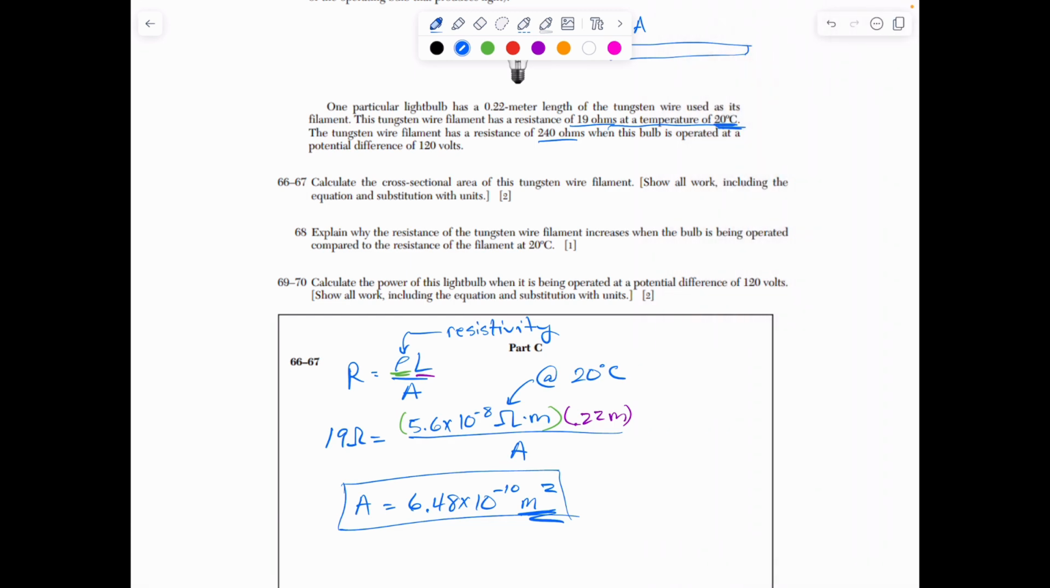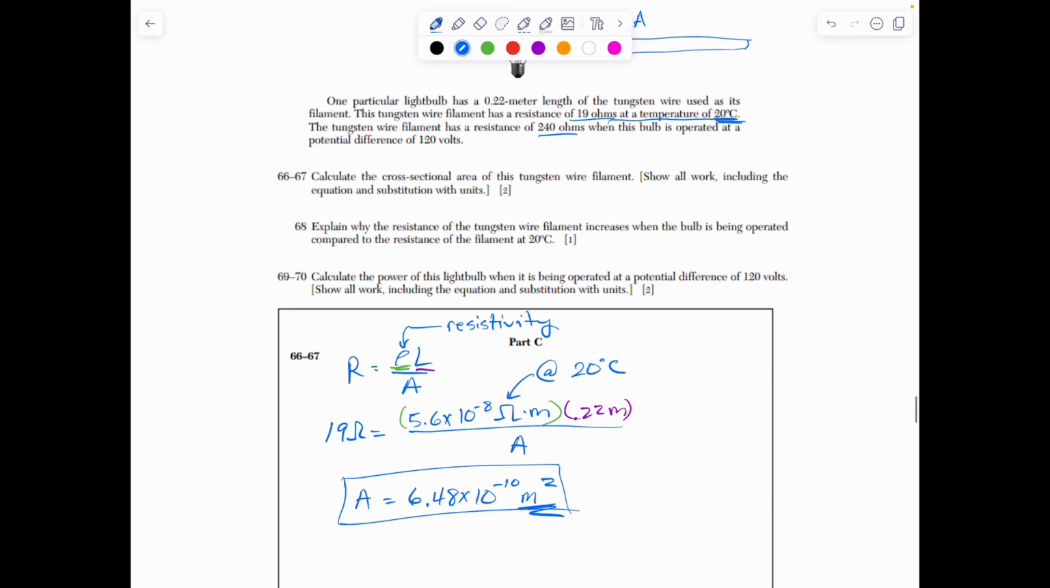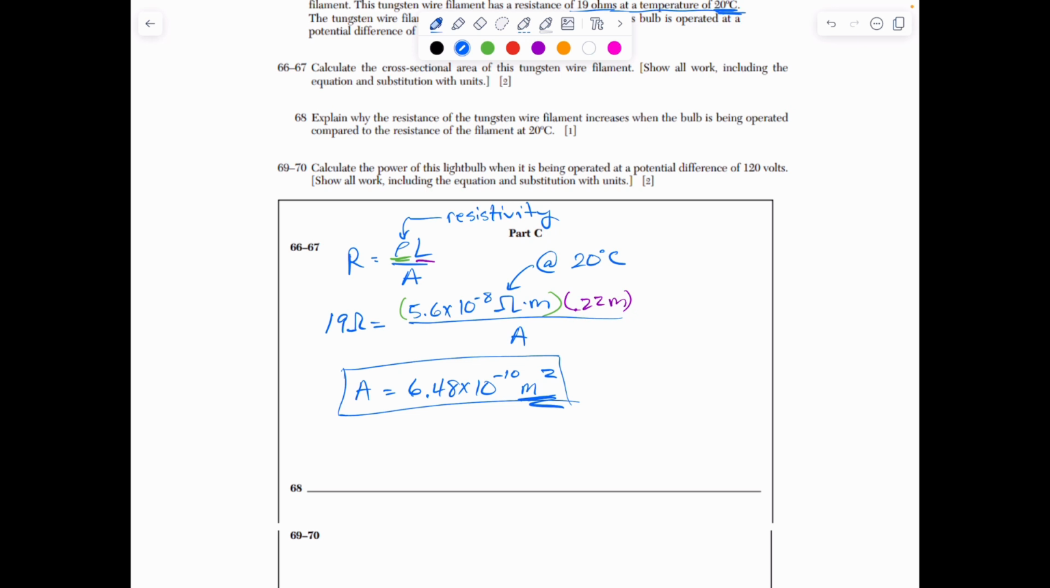Express why the resistance of the tungsten wire filament increases when the bulb is being operated compared to the resistance of the filament at 20 degrees. The answer is because resistivity increases with temperature. Okay, and that's enough. Now, some people are like, well, do I have to explain why it increases with temperature, that the molecules are vibrating more? That would be great, but not necessary for full points on the question.